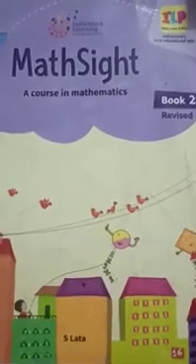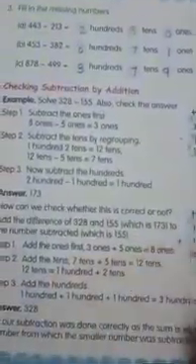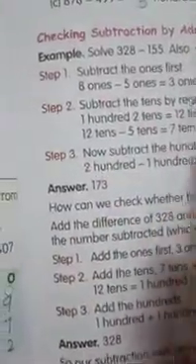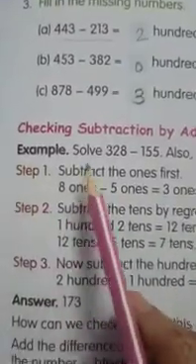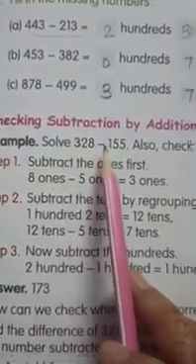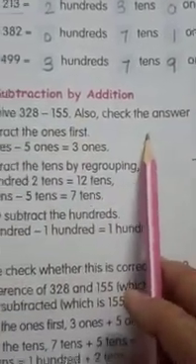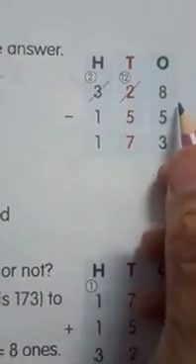Children, in today's class we are continuing the 6th chapter, addition and subtraction, and today's topic is checking subtraction by addition. So here we have to solve 328 minus 155. Also check the answer. So first subtract 155 from 328. So let's do the subtraction.